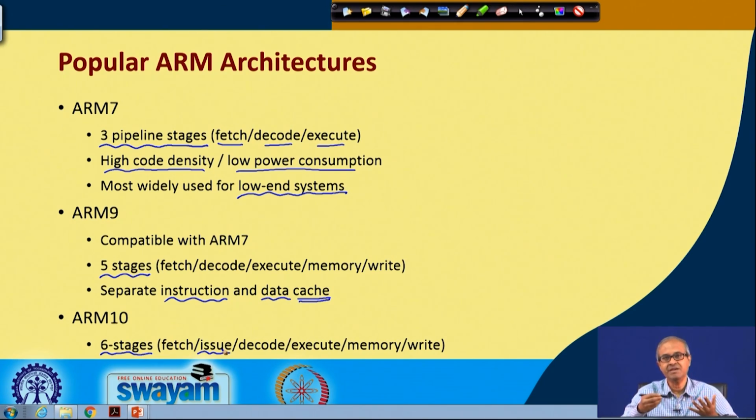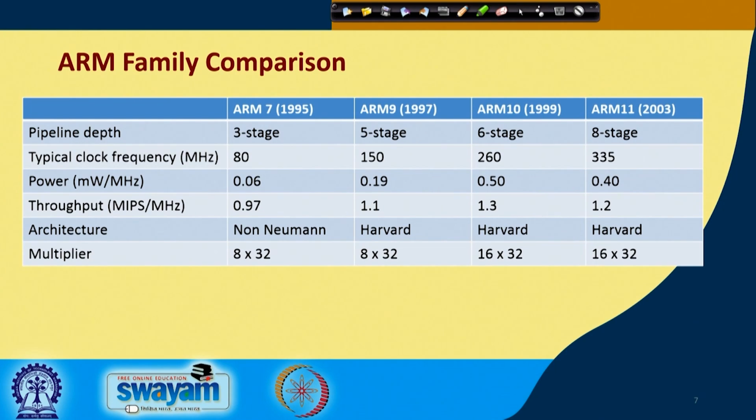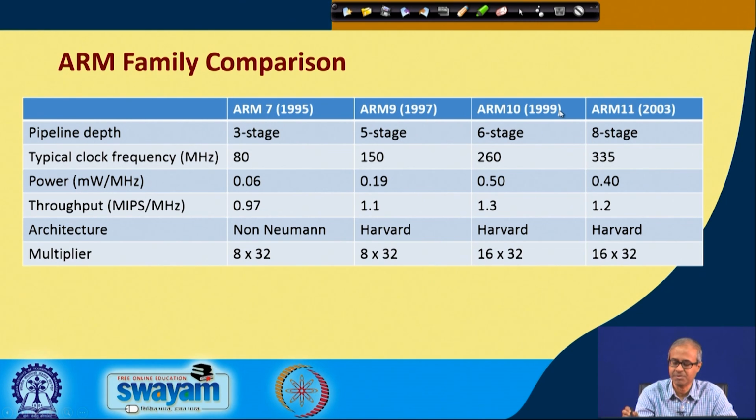So, in this way the basic architecture started evolving, making the processor more powerful and faster by adding novel architectural concepts. Now, this table gives a quick comparison among 4 ARM family members: ARM 7, 9, 10 and 11. Well, you can also see the year when it was first introduced: 95, 97, 99 and 2003.